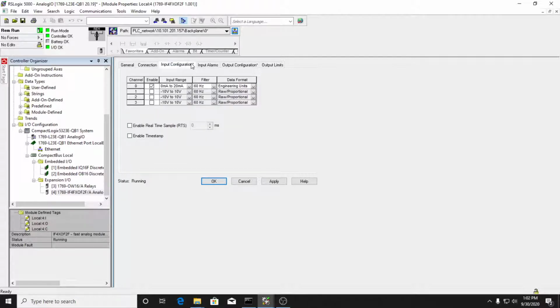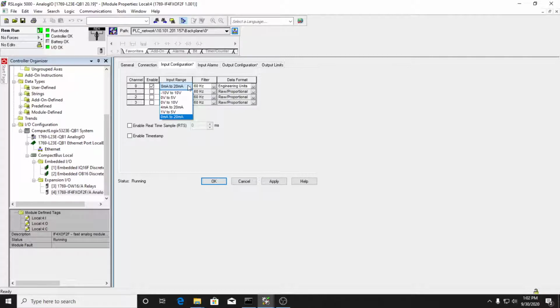So if we click on the input configuration, you can see here that we have four channels, channels 0 through 3, and there's a checkbox, so we have to enable them. If we're going to use them, we have to enable them. Otherwise, you leave them unchecked, and then you're not using them. And then we get to choose our input range. We can either input voltage signals, like some of the voltage signals we talked about, minus 10 to plus 10, 0 to 5, 0 to 10, or we can choose current ranges. And I'm going to select 0 to 20 milliamps here.